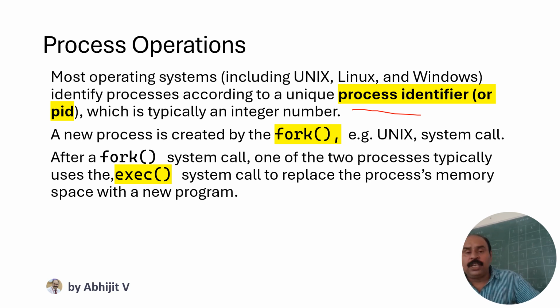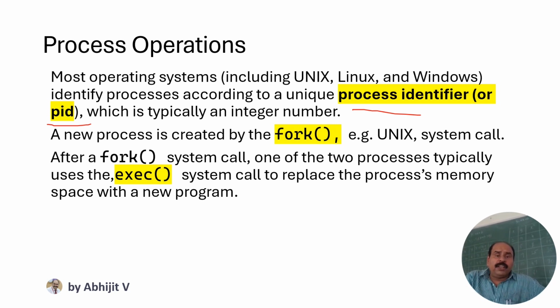Most operating systems like Unix, Linux or Windows identify a process using something called a process identifier or PID. Whenever you initiate a process, there is an ID for the process called the process ID. Every process will have a process ID, and this is used to find out the identity of the process. In most cases, it is an integer number: PID 1, PID 2, PID 10, PID 25, PID 1 lakh, and so on, right?